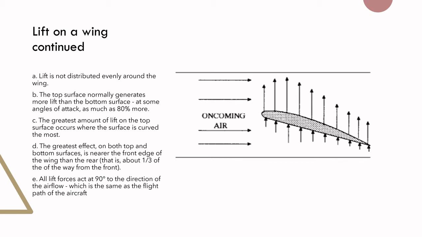Here are some more points about the lift on the wing. These 5 points come up a lot in Part 1 papers, so it'd be a good idea to try and learn these. First of all, lift is not distributed evenly around the whole wing. You can see here that the arrows from about a third of the way down from the top of the wing are the greatest. This shows that lift occurs the most at these areas. Another thing to note is that all lift forces act at 90 degrees to the direction of airflow.